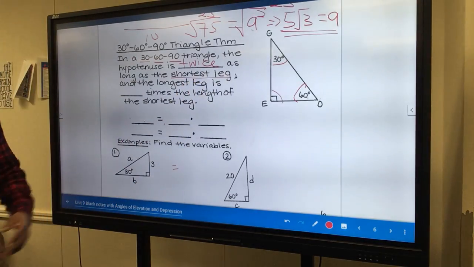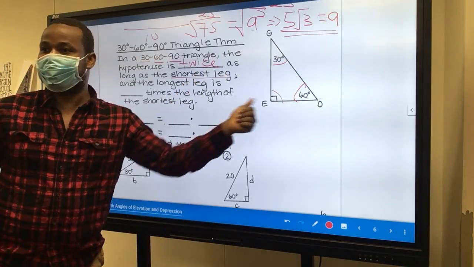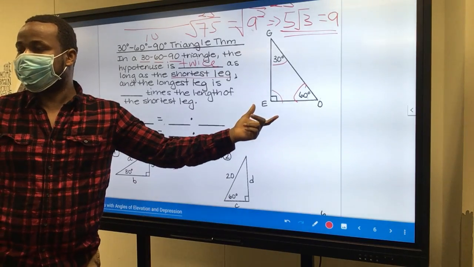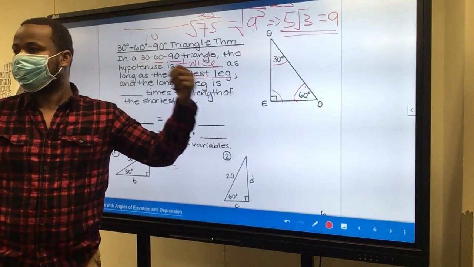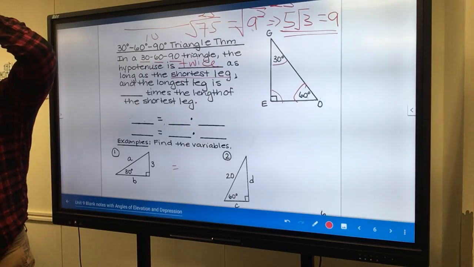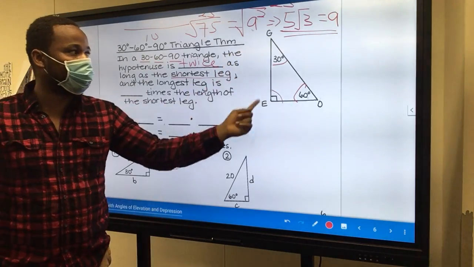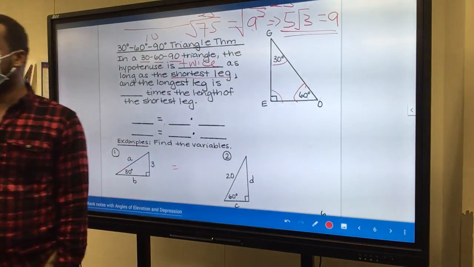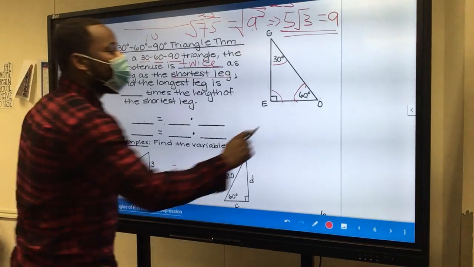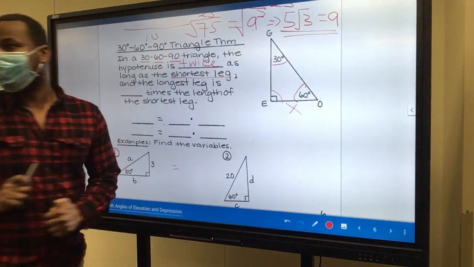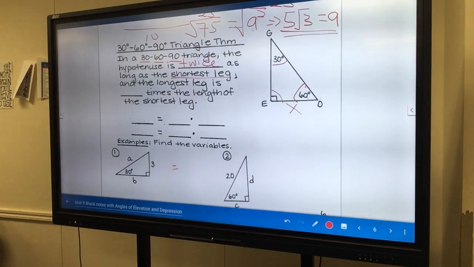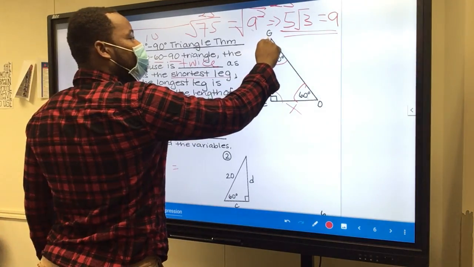What is the shortest leg in this triangle? Who can mention the length? Which one is the shortest leg? Is it E, G, or E, O? E, O, right? So imagine I say E, O is X. If I say E, O is X, then what will G, O be?